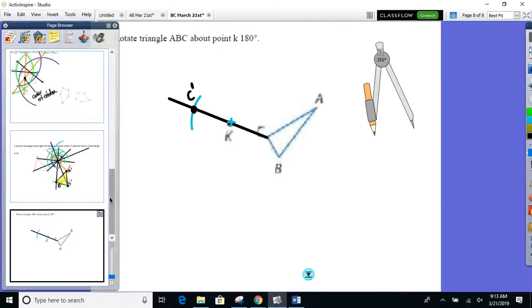Sorry. Okay, just out of the packet tonight. So once you rotate triangle ABC 180 degrees, feel free to go on to either the Regents problems or the constructions for tonight.